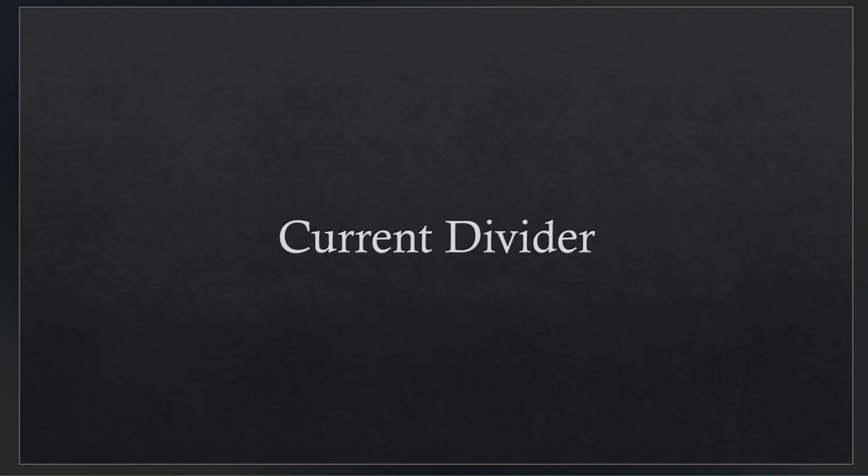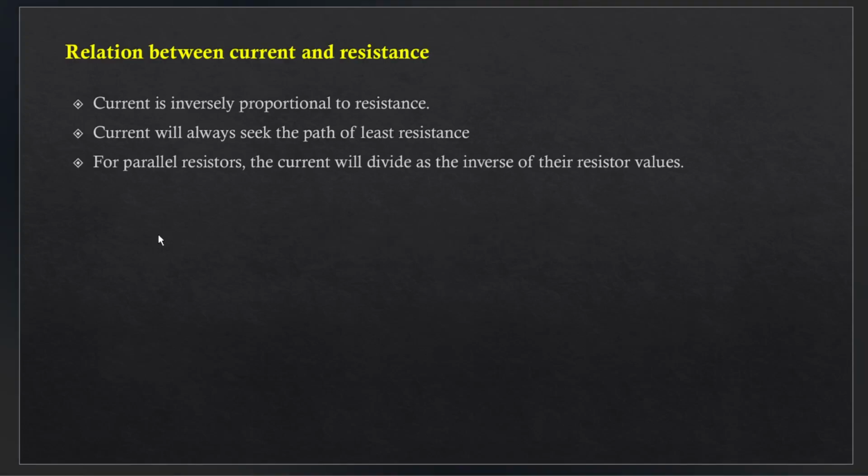Today let's discuss the current divider rule. Now first let's go over some basics. The relationship between current and resistance is inversely proportional. So current is inversely proportional to the resistance. Now what that means is that when the resistance increases, the current will decrease. And again, when the resistance decreases, the current will increase.